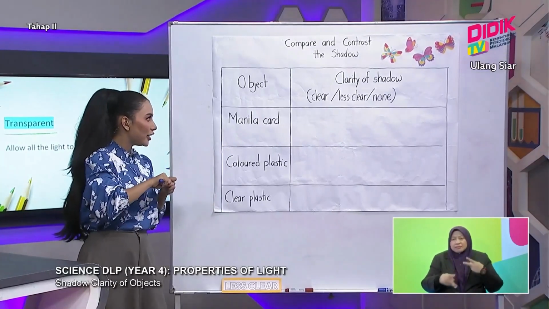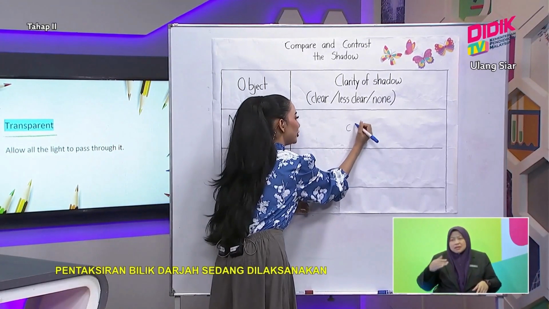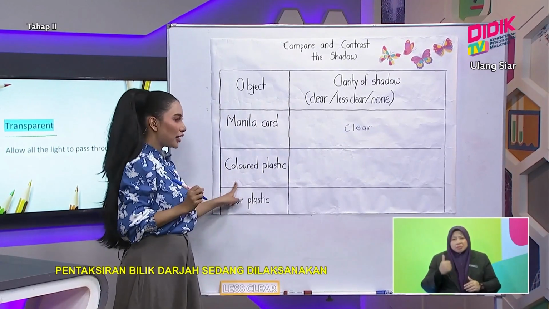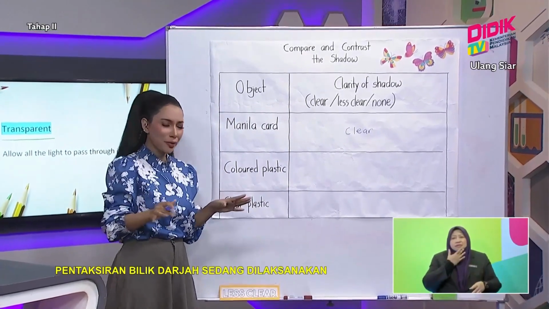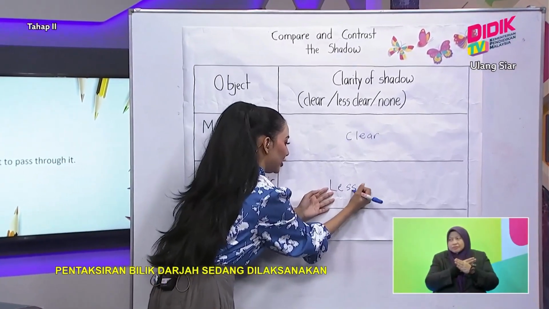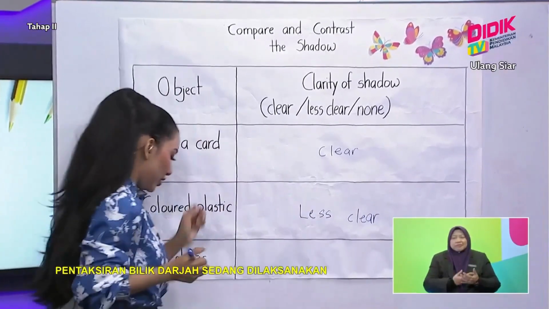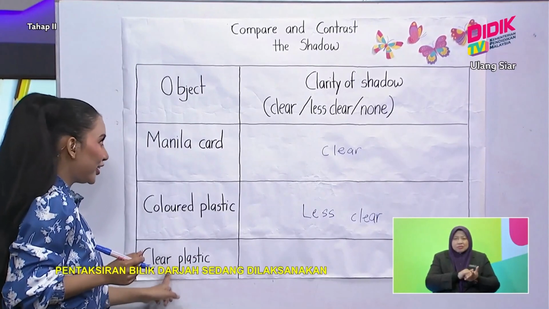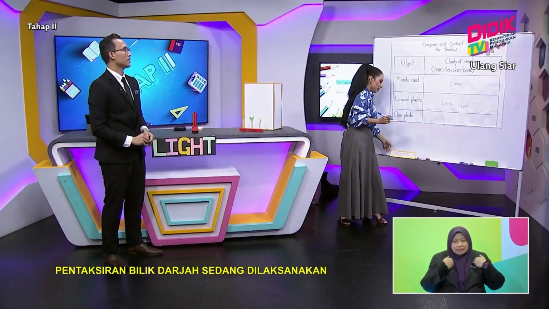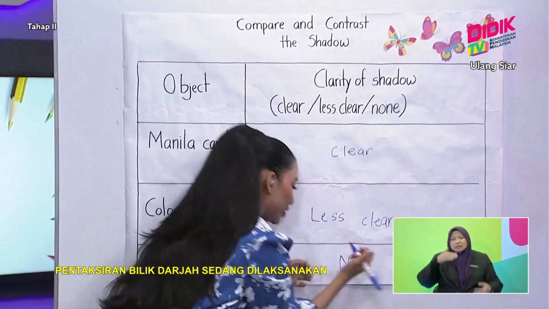So for the Manila card, the shadow was very clear. So I'll just put down clear. Yes. Okay. Excellent. And then for the colored plastic, it was less clear, right, pupils? Okay. So far, so good. All right. And last of all? The last of all, it was clear plastic. And there was no shadow at all. So the answer is? The shadow is none. Yes. Very good, all good, right.